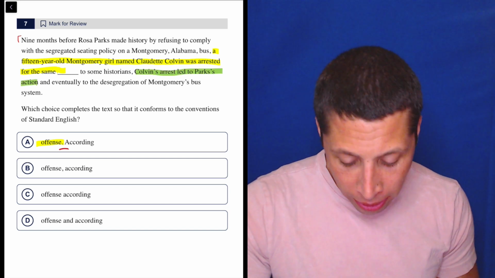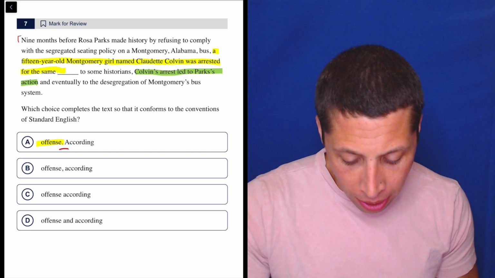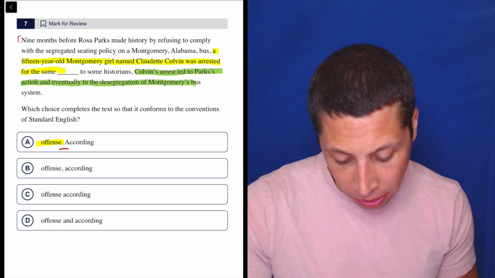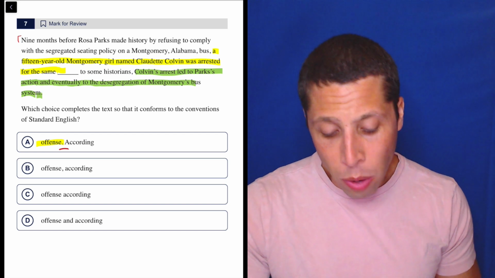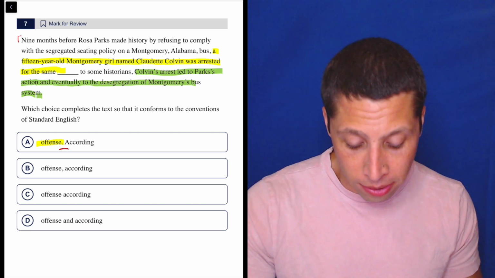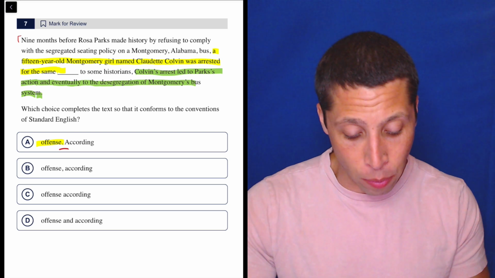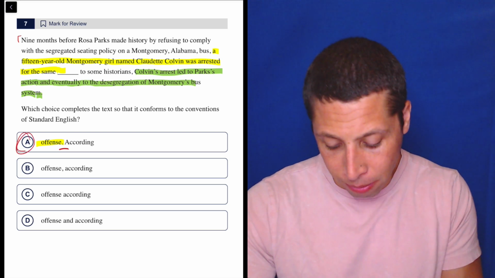That's technically all we needed, but it does continue with an and, just kind of making this into a list, and eventually to the desegregation of Montgomery's bus system. So we do have an extra clause leading off this sentence, according to some historians, but it doesn't really affect me in any way. I'm okay with it. And so, yeah, choice A is the answer.